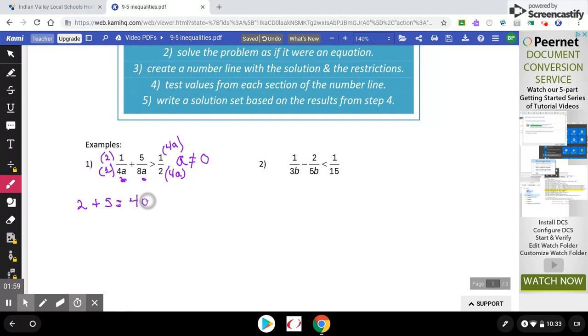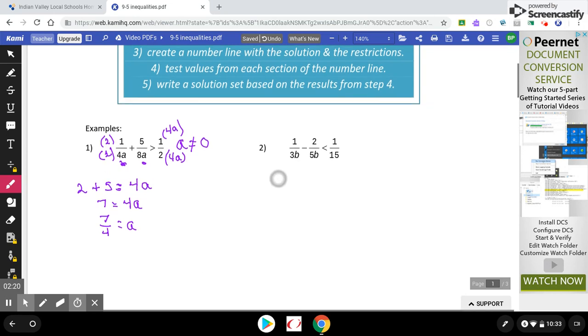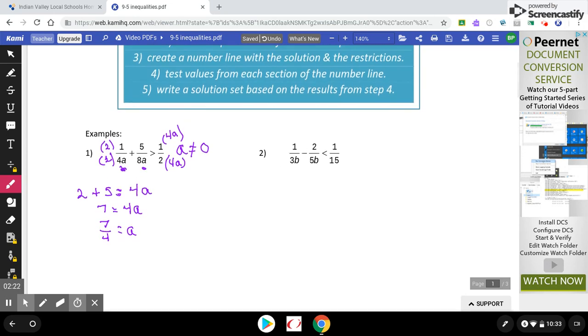Third fraction, 4a times 1 is 4a. And what we're left with, relatively easy to solve. Total those guys up. I'm going to divide both sides by 4. And I get a 7/4 or 1.75 if you want to go decimal, which is fine. So that's step 3. Create a number line with a solution in the restrictions.